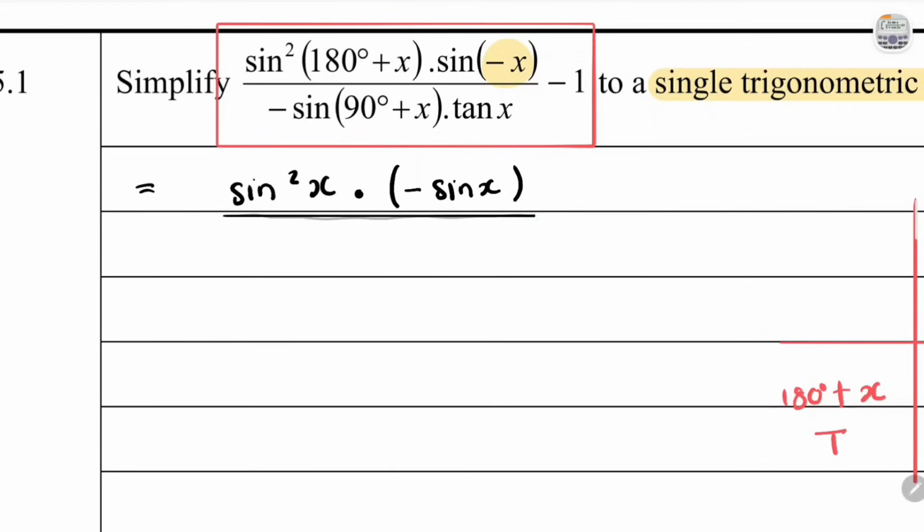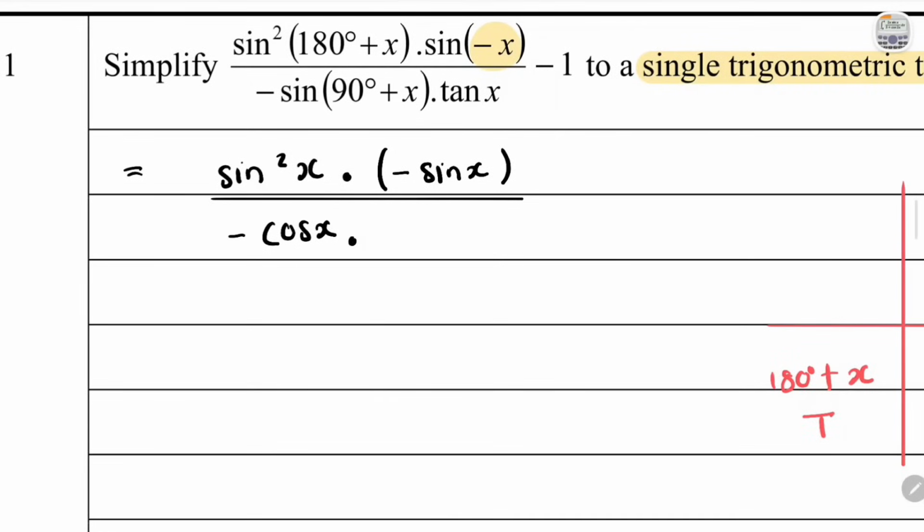And then we'll put this all over. And here we have a negative and then sine 90 degrees plus x. Using our cofunctions, sine 90 degrees plus x is equal to cos x. So we just have negative cos x, that negative stays. And then it's multiplied by tan x. Whenever you see tan, and you see that we have cosines and sines, you might as well just change it to its identity. So this is sine x over cos x.